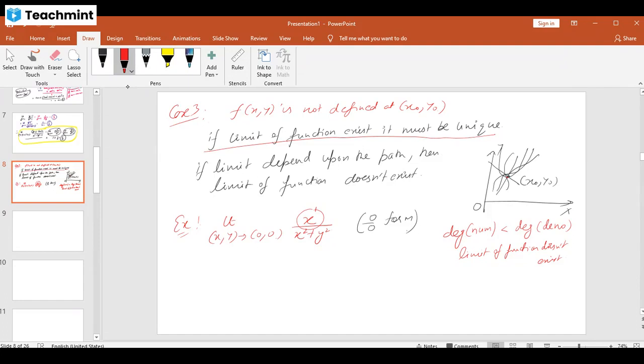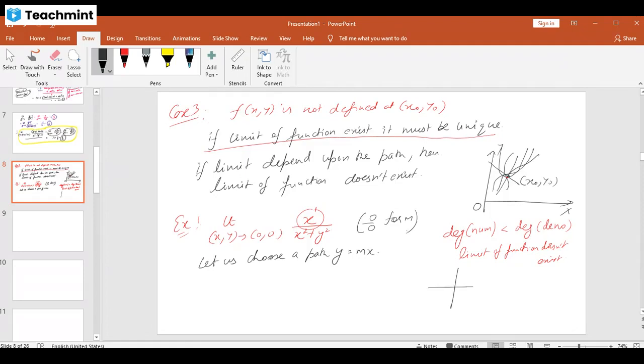Okay, why? Because here the power of x is 2 and the power of y is 2. So we can convert it into a single variable function by choosing a path. Let us choose a path y equal to mx, because it represents a class of straight lines passing through the origin, right?